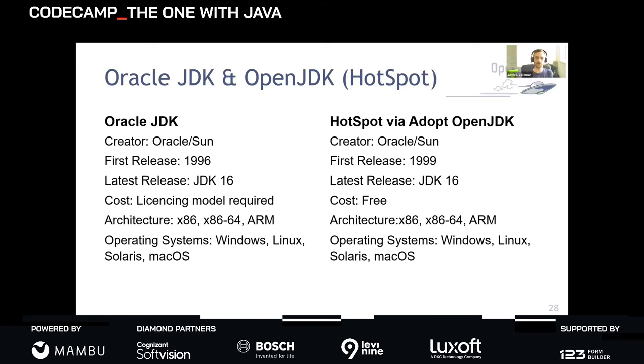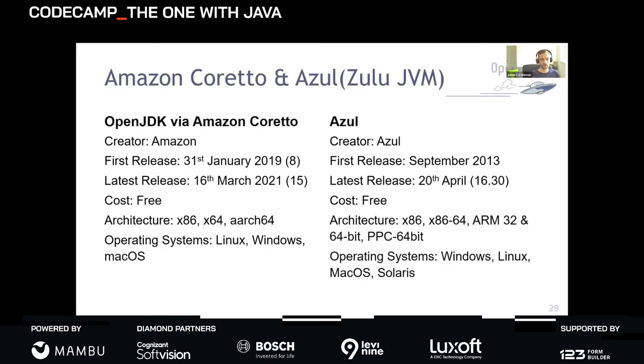So Hotspot came out of the original JVM that Oracle and Sun created, but this one's open source and free, and it pretty much supports the same architectures and operating systems that the Oracle JDK does. So the Amazon Corretto is quite a new one.